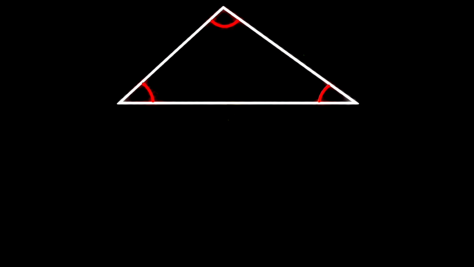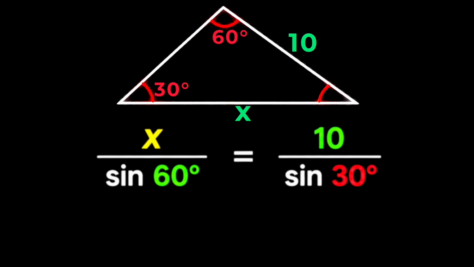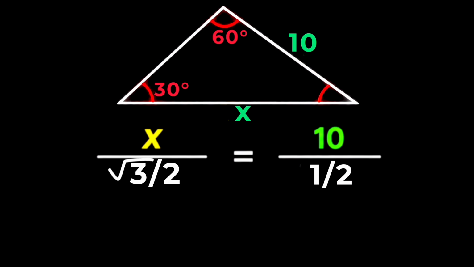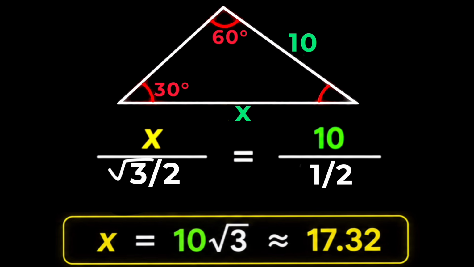Suppose one side equals 10, the opposite angle equals 30 degrees, another angle equals 60 degrees, and the opposite side is unknown. The unknown side divided by sine 60 degrees equals 10 divided by sine 30 degrees. Sine 60 degrees equals square root of 3 divided by 2. Sine 30 degrees equals 1/2, so the unknown side equals 10 multiplied by square root of 3, approximately 17.32.